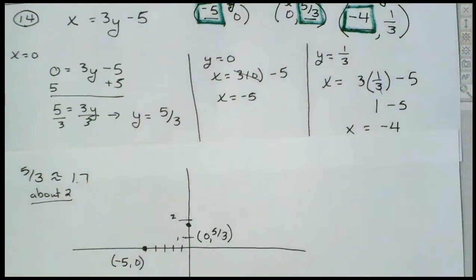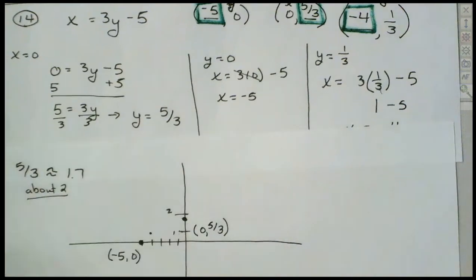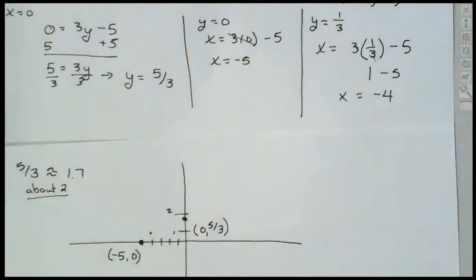Now we don't have to plot the other point. We could plot the other point, and it would be right about there, which would be fine. But we don't really need to. We just need 2 points. And that 1/3, again, it's going to be hard to plot because it's so close to 0. It's almost at 0.